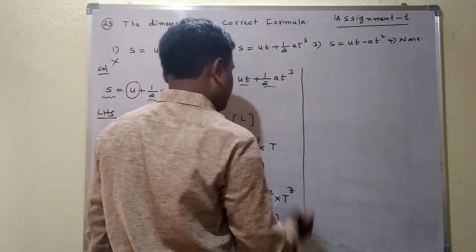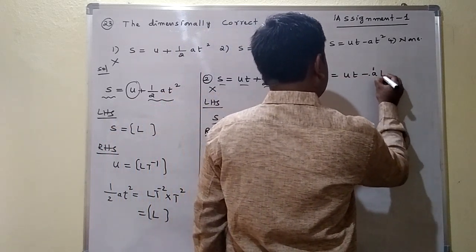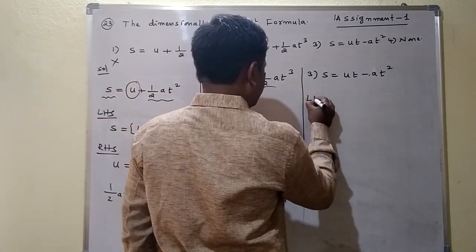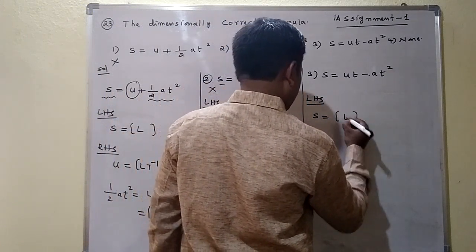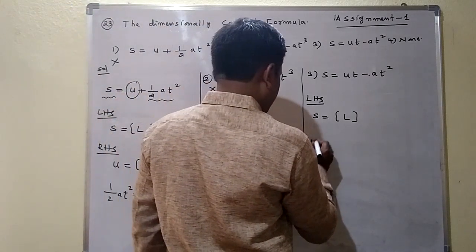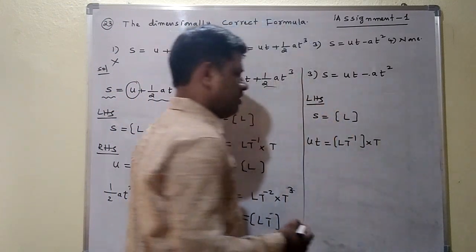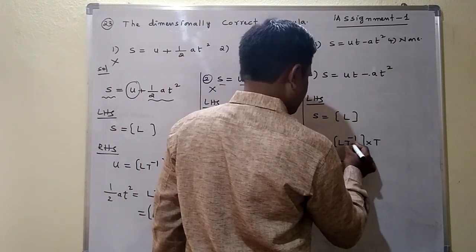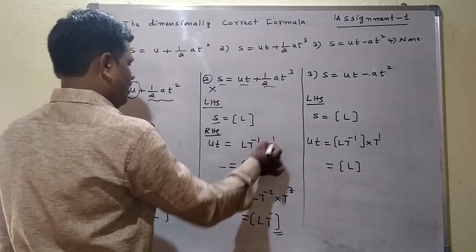Here, come to the third option. S is equal to ut minus at square. Right? See there. First we have to check the LHS. LHS means S, dimensional formula L, distance covered. Here ut means L T power of minus 1 into T. Time dimensional formula is T. So ut dimensional formula also we get as L only, since T power of 1 and T power of minus 1 cancel.